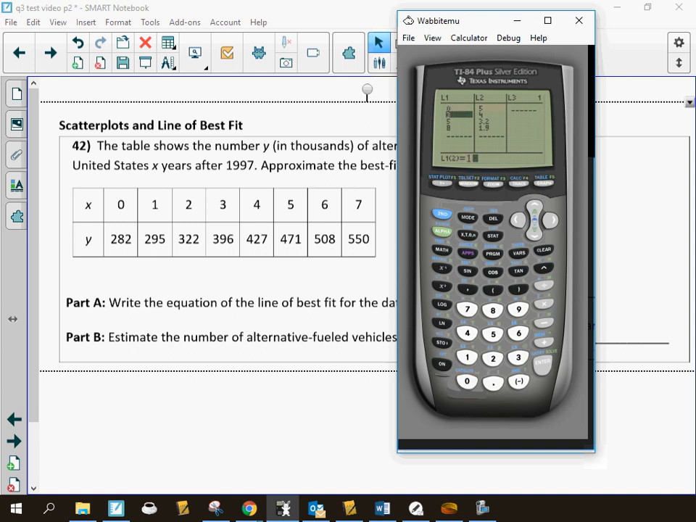0, 1, 2, 3, 4, 5, 6, 7. So we put the X values into L1, and we put the corresponding Y values into L2. Oh, it looks like I mistyped there. This was 322. Make sure to put the values in correctly.